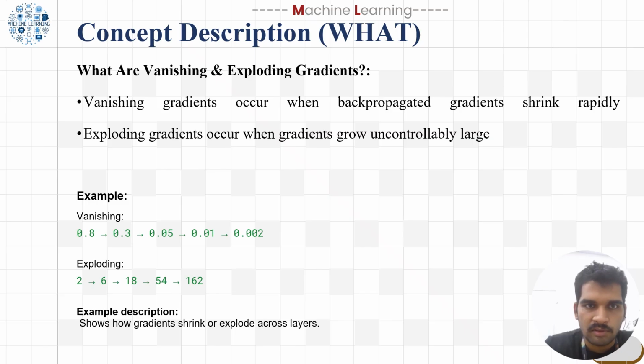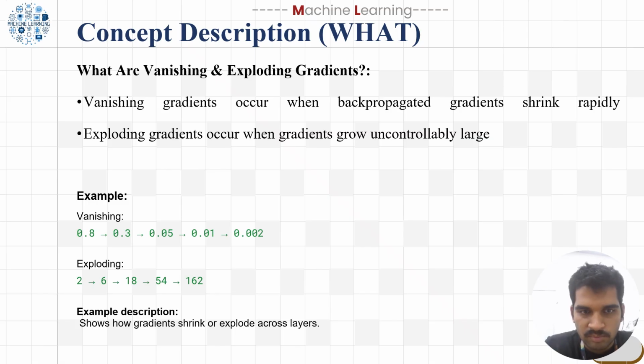Concept description. Now let us move to what the concept actually is. At its core, the topic becomes simpler when we outline small bullet points. Here are the key points and the secondary key points. First, vanishing gradient occurs when the backpropagating gradient shrinks rapidly. Exploding gradient occurs when the gradient grows uncontrollably large.